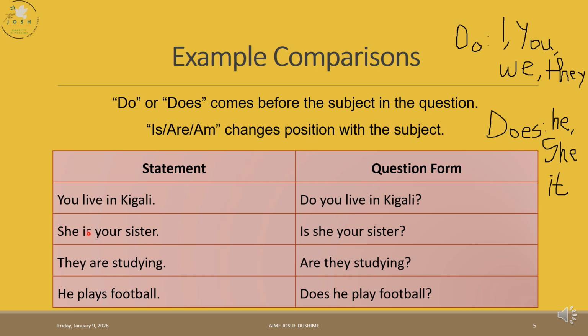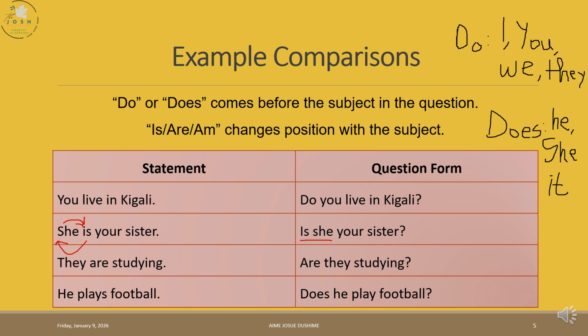When you're going to form a question, the subject changes position with the auxiliary verb to be. Let me show you what I'm talking about. She changes position with the auxiliary verb to be. They change position like this. Hence we say, "Is she your sister?"